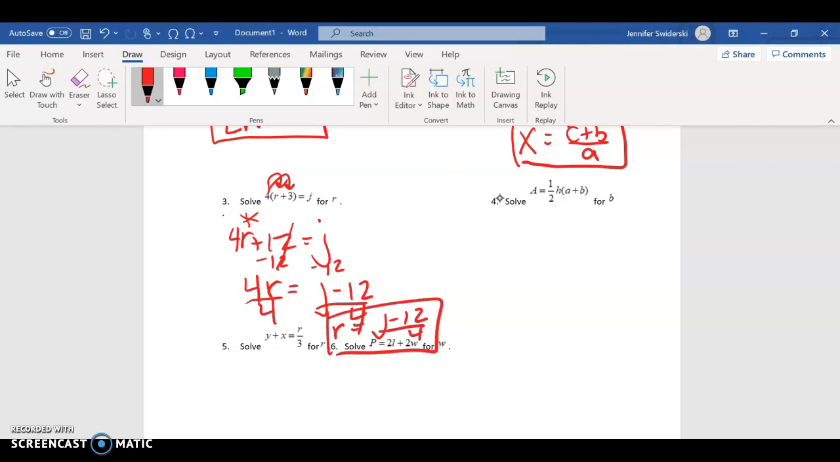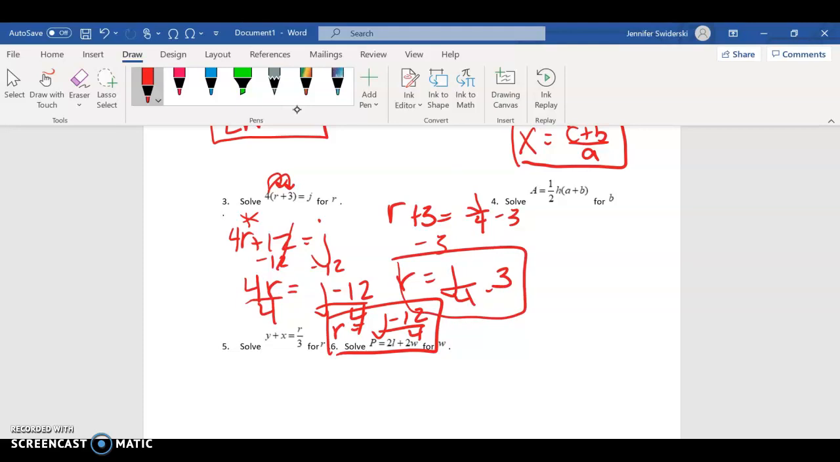Some of you also are going to see this. There's another way you could solve it. And you're going to say, hey, Ms. Swiderski, can I divide both sides by 4 right away? And I'm left with R plus 3 is equal to J over 4. Yes, then you would subtract 3 from both sides. You get R is equal to J over 4 minus 3. Same thing if you take a look at our other answer here. Negative 12 divided by 4 is negative 3. You're going to get the same answer.